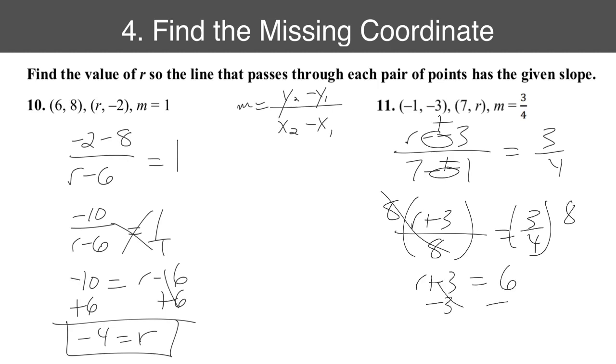And then we subtract 3 over to finish it off, and we get r equals, and 6 minus 3 would be 3. So that's what r would equal. And that's how you find the missing variable.